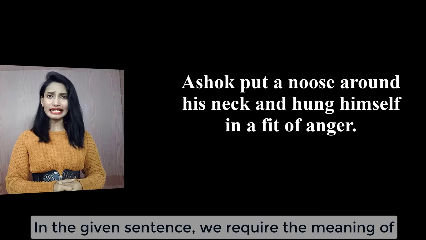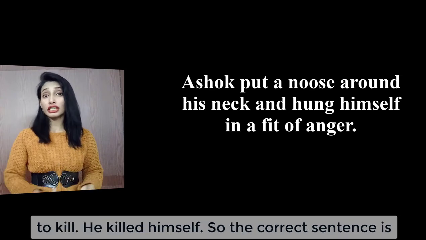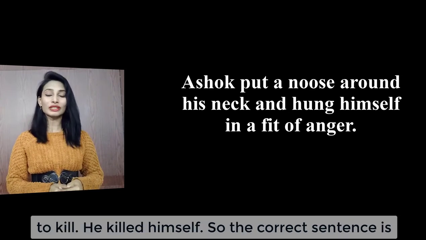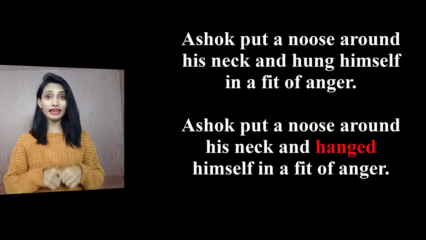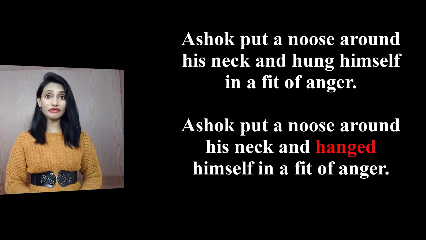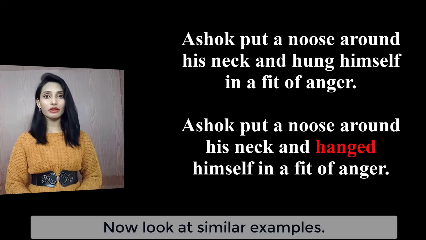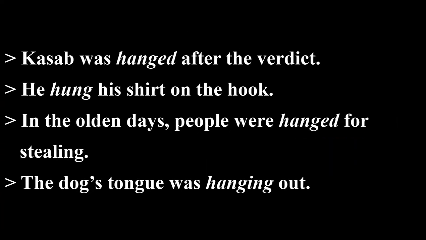In the given sentence, we require a meaning of to kill. He killed himself. So the correct sentence is, Ashok put a noose around his neck and hanged himself in a fit of anger. Now look at similar examples. Hazel was hanged after the verdict. He hung his shirt on the hook. In the olden days, people were hanged for stealing. The dog's tongue was hanging out.